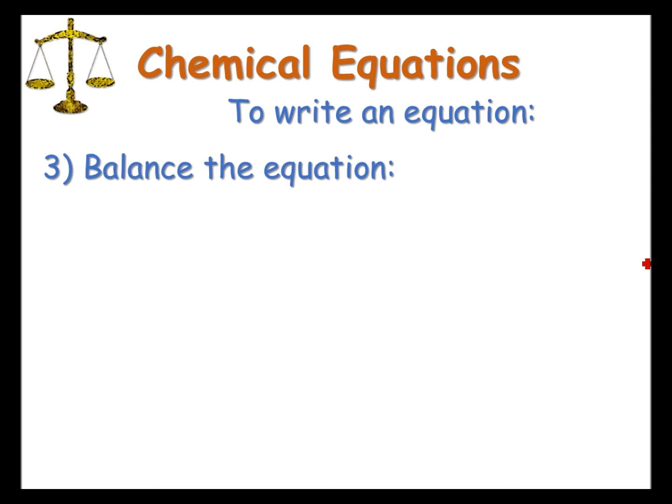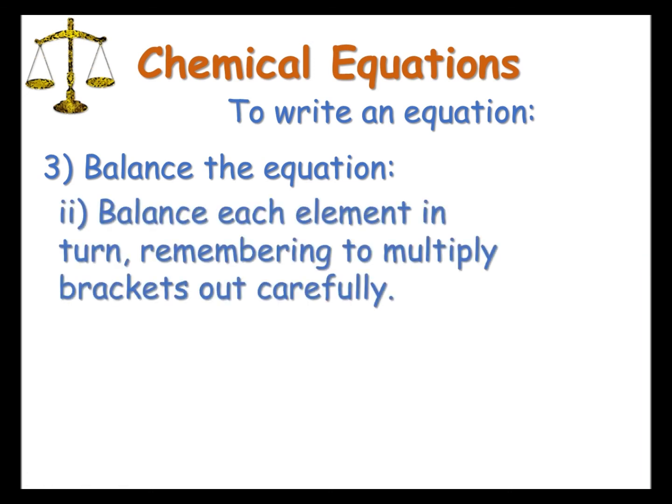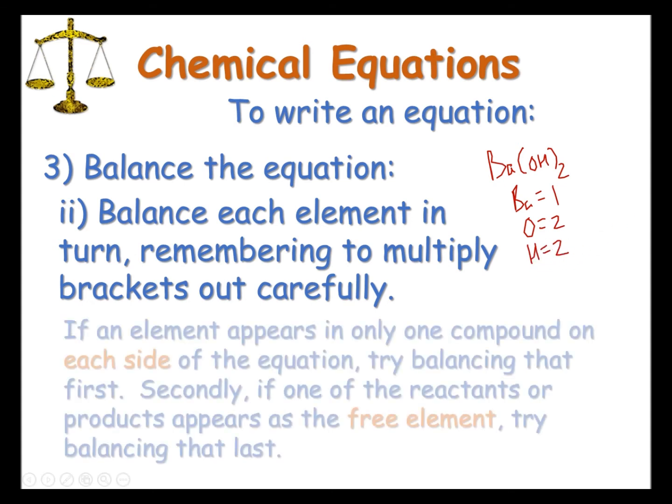Now we balance our equation. We're going to balance every element that we see in turn. Make sure that if you have anything in brackets that you multiply that out carefully. For example, Ba(OH)2, if I'm counting all these things up, I'm going to see that I have 1 barium. However, because of the brackets, my oxygen number would be 2, and my hydrogen number would be 2 in that case.